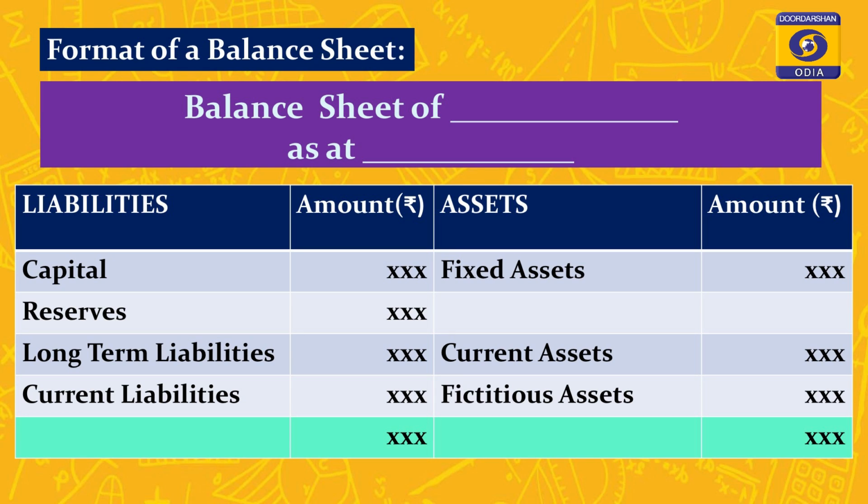Coming to the format, we can see the liabilities are on the left hand side and the assets on the right hand side. Under the liability side, we have capital, reserves, long term liabilities, and current liabilities. On the asset side we have fixed assets, current assets and fictitious assets. This is in the order of permanence.